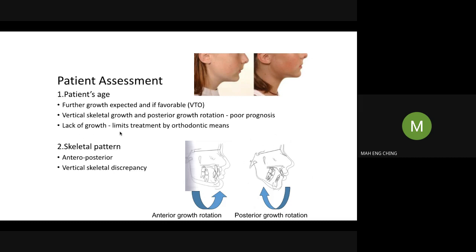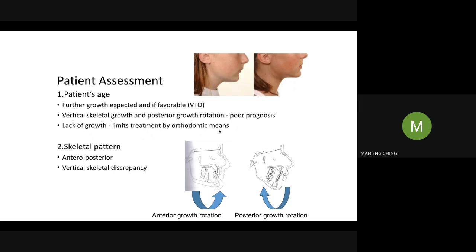Lack of growth limits the treatment by orthodontic means. If the patient is not growing, let's say you and me, we are already considered adults, we are not growing anymore, so the options will be quite limited because you cannot modify the growth anymore. That means whatever you see is already fixed, so you cannot do growth modification treatment. You can only use orthodontic treatment, and a lot of the time it involves extracting the upper premolar to bring the upper incisor backward. Or sometimes in more severe cases, you have to go for skeletal or orthognathic surgery.